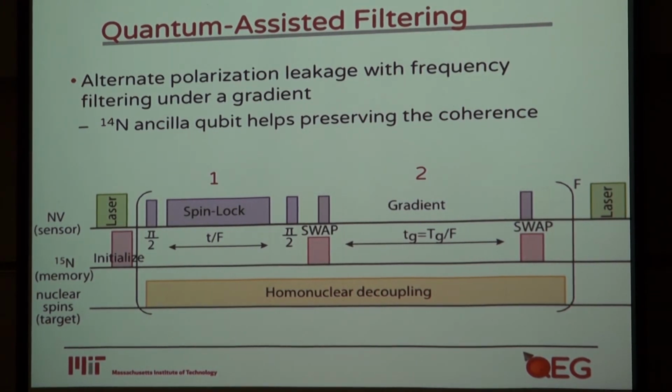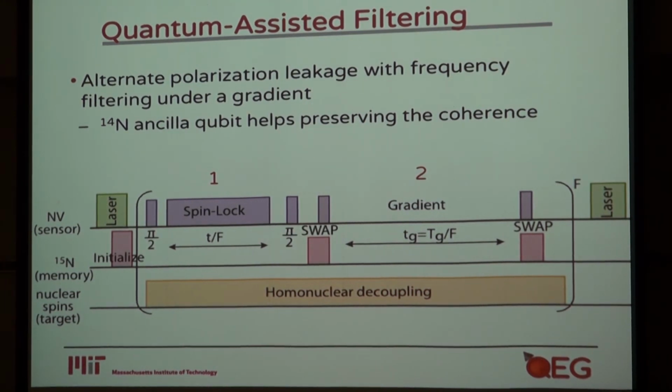The two important ingredients are this spin lock term, which drives the polarization exchange, I'll explain in a second how, and then evolution under a gradient, which imposes this extra phase rotation, which in turn creates the frequency filter. We alternate between these two types of evolution in order to achieve this nice frequency gradient. And of course, we also control the target nuclear spins in order to decouple them from each other.